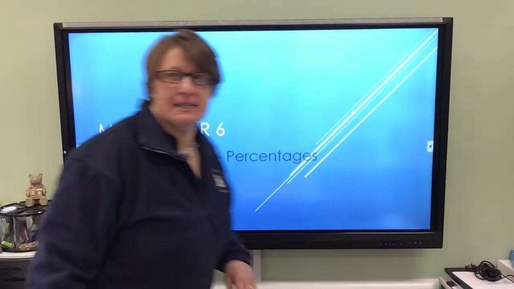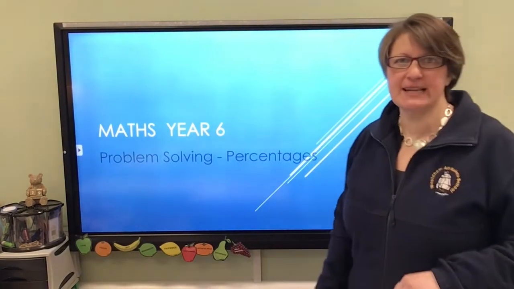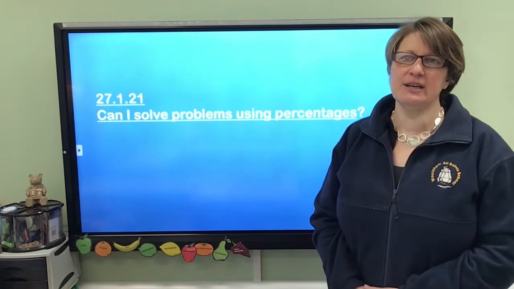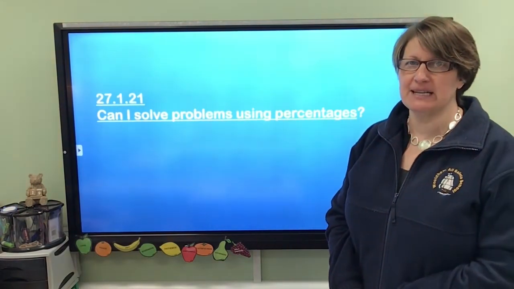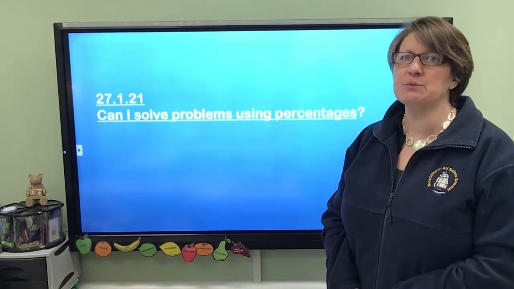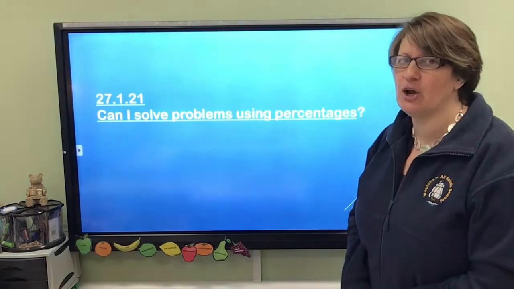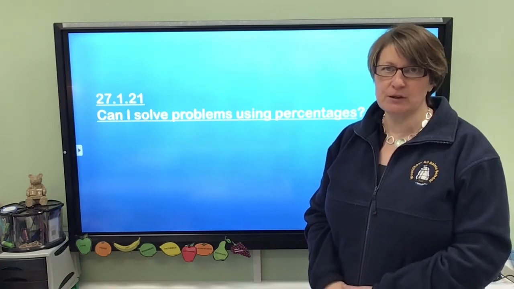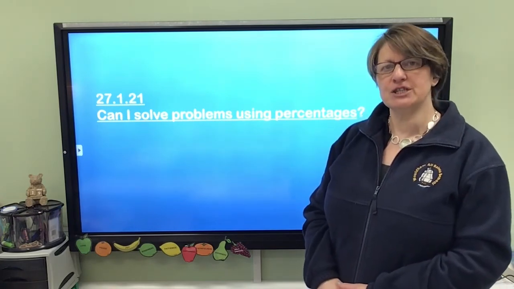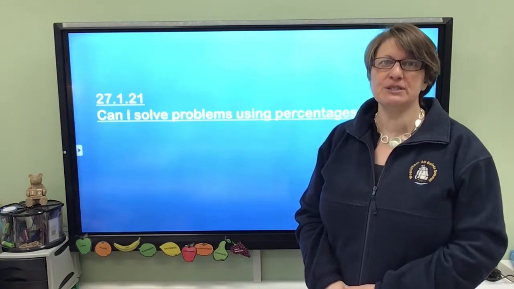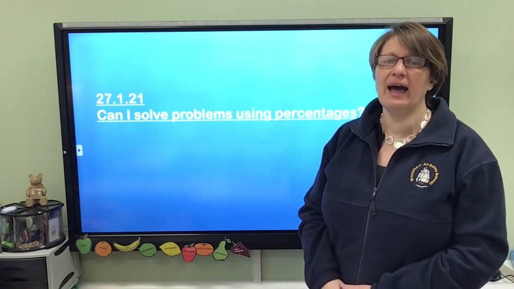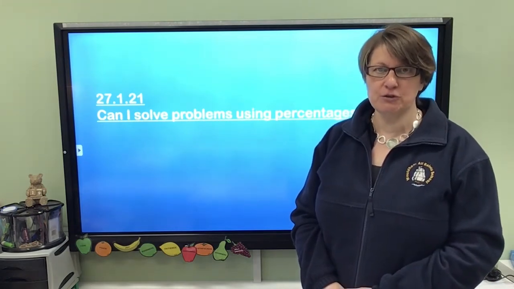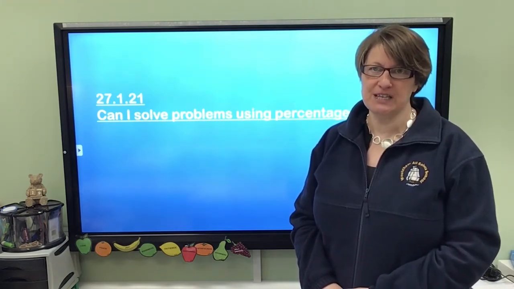Good morning, Year 6. We're going to be working more on our percentages today, but looking at how we solve problems. So our learning intention is, can I solve problems using percentages? Now these will come in the form of worded questions, and I know a lot of people find worded questions tricky. So we're going to go through a few examples, and then tomorrow, rather than just putting up the answer sheets, I'm going to put up another video where I go through how we would solve these questions. Then you'll be able to check out any that you found tricky, as well as mark the ones you've done.